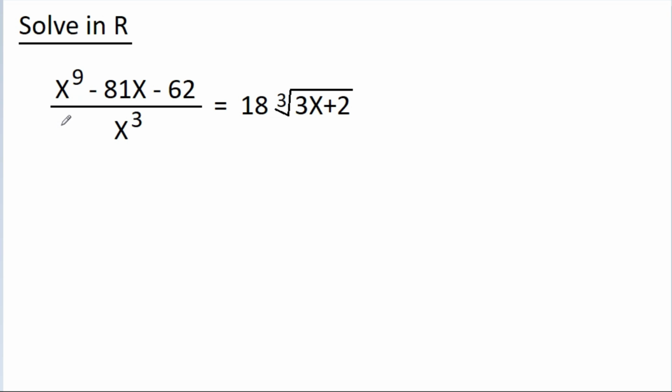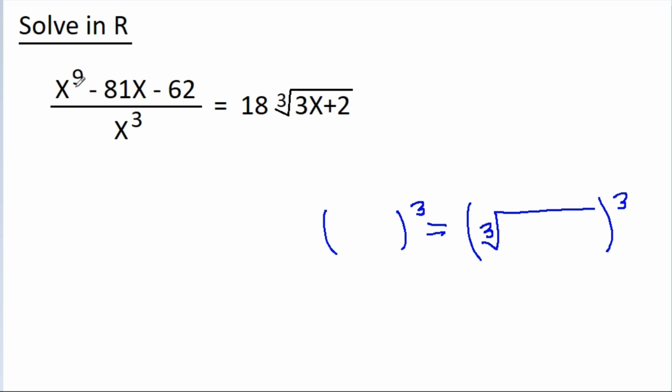In this video, we are given that x^9 minus 81x minus 62/x^3 is equal to 18 times the cube root of (3x plus 2), and we have to solve it for real values of x. On the right-hand side, we have a cube root, so the first thing that comes to mind is to cube both sides.